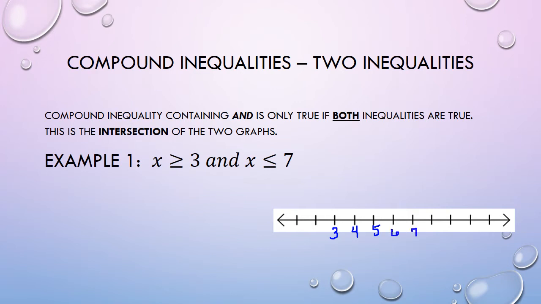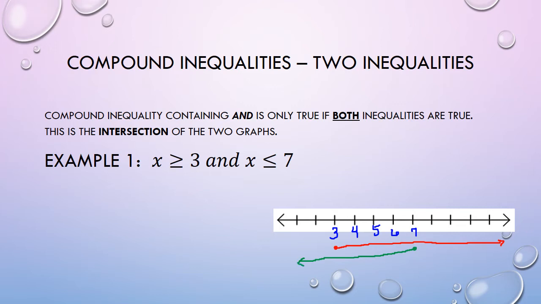So the first one that I'm going to graph is x is greater than or equal to 3. So that's going to look like, and this is just my work, this is not my final answer, so I'm just doing it below. That's going to be a closed circle and the shading is to the right. So it would go like this. And then the next one is x is less than or equal to 7. So on the 7, that would get a closed circle and shading to the left.